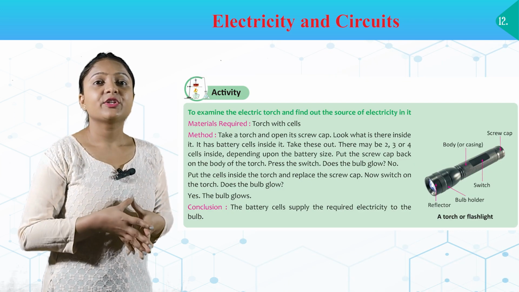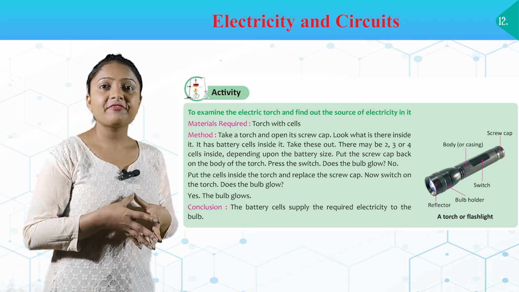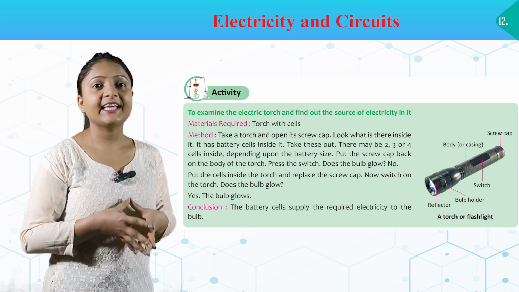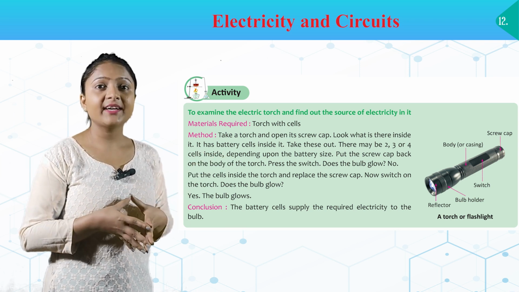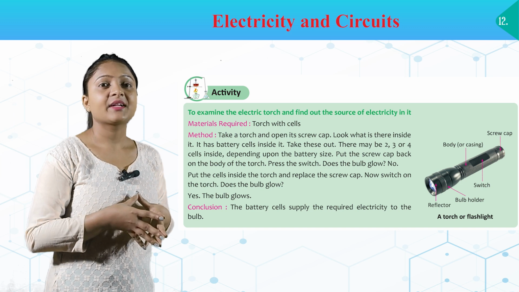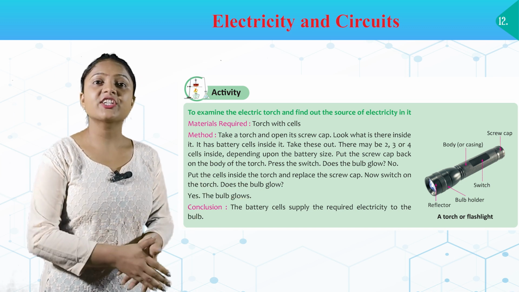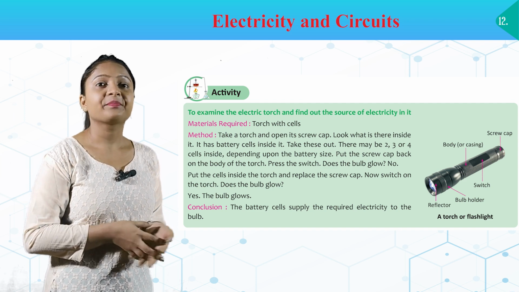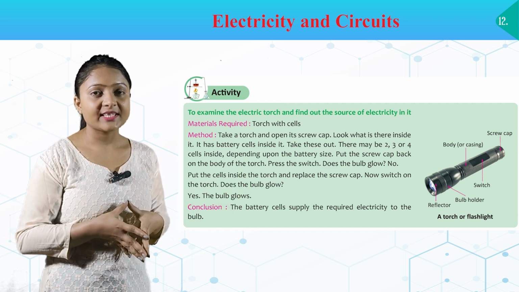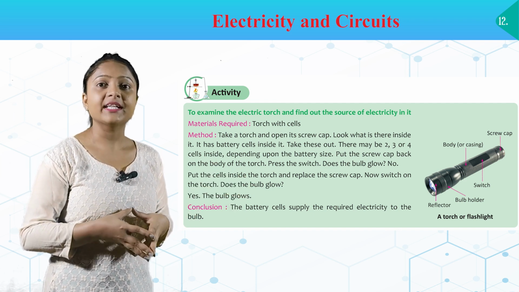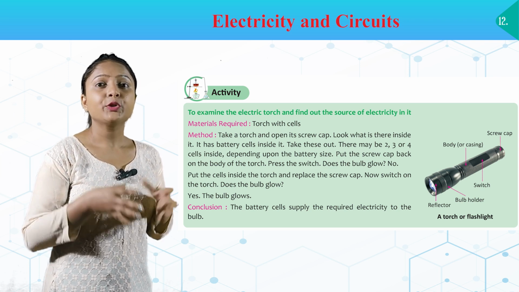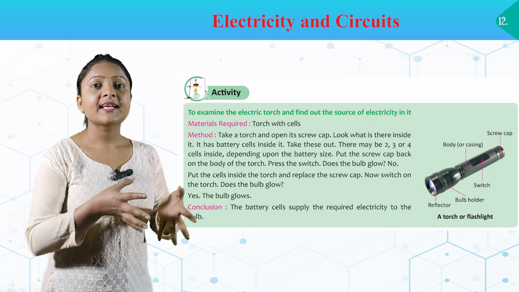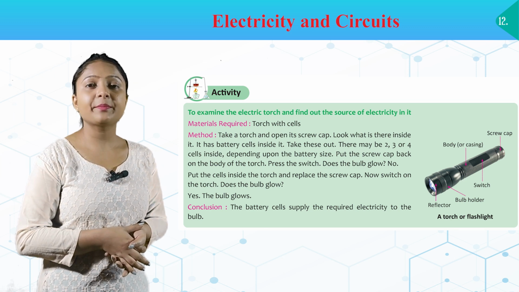Activity: to examine the electric torch and find out the source of electricity in it. Materials required: torch with cells. Method. Take a torch and open its screw cap. Look what is there inside it. It has battery cells inside it. Take these out. There may be 2 or 3 or 4 cells inside depending upon the battery size.